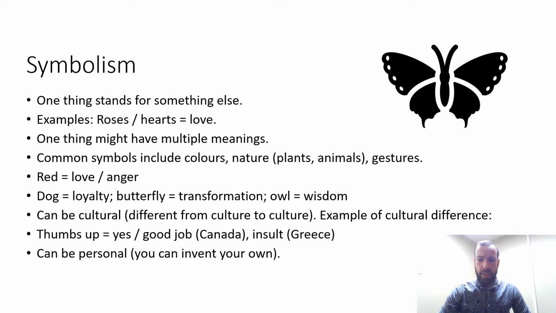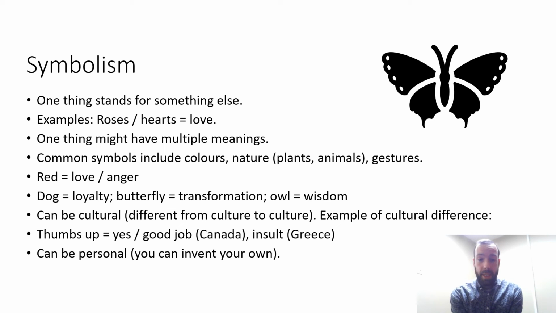Symbolism. Symbolism is when one thing stands for something else, and it might not be directly or obviously connected except through ideas. So for example, if we want to talk about love, there's lots of symbols for love. We might use roses and hearts. Sometimes a symbol might have multiple meanings. Often things that we use for symbols include colors, things from nature, like plants or animals, or even gestures that we make.